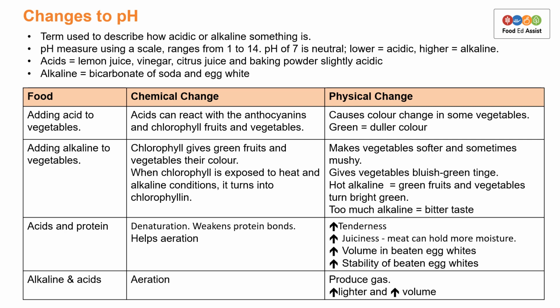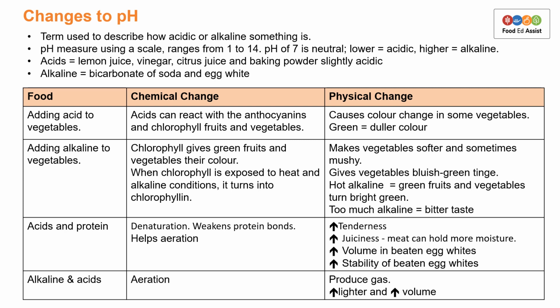Another thing that can be added, another way pH can alter food, is acids. So acids can be added to protein. They can be added to meat, and in that case they would denature the protein or weaken the protein bonds. And the physical changes that would occur is that the meat would become more tender, and it would also become more juicy because the meat begins to hold more moisture.